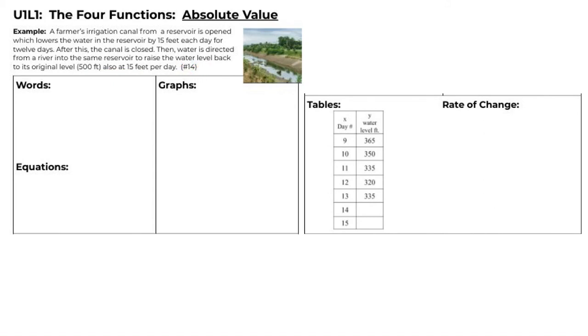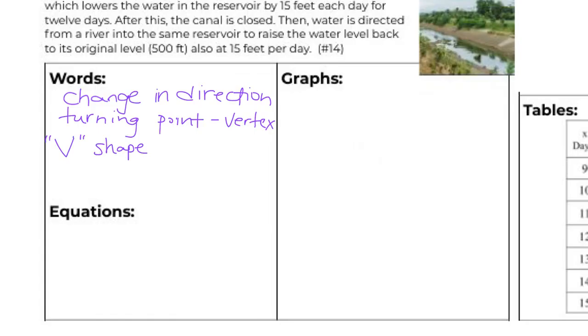So again, with words that we're looking at here, you would notice that there is a direction change. So something going up, then down, or down, then up. Also, you notice in the graph that it would be a V shape. You will also notice that there is a rate given. So 15 feet per day. And then going back up, it's also 15 feet per day. The graphs, like we said, are always V-shaped, so it could be a V opening down or a V opening up.